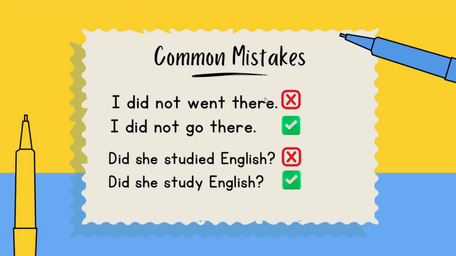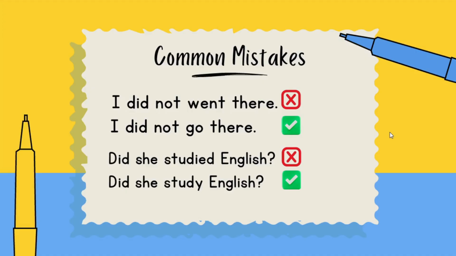So lastly, we will focus on common mistakes that most of the students make while using simple past tense. The first mistake: I did not went there. They use did not while also using the second form of the verb, and that's the mistake. When we use did, we shouldn't use the second form of the verb as well. Like, go is the first form and went is the second form. So we should use did here and then we should use the base form of the verb, which is go. I did not go there.